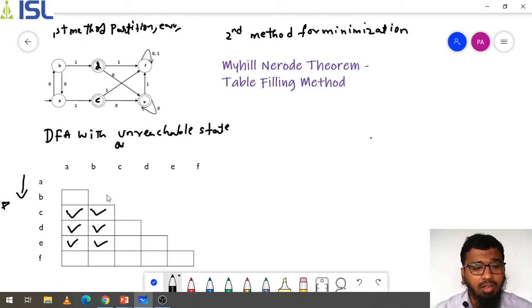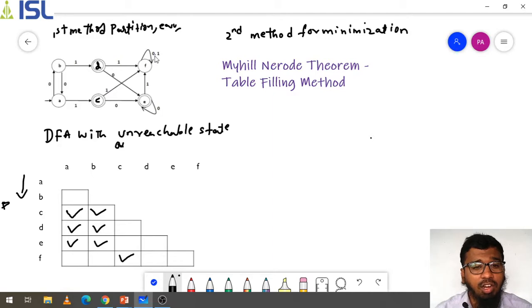Okay, next, B and F. Also both are normal states, equal. So here also there should not be a tick mark. Next, F comma C. In this, C is a final state and F is a non-final state. That means the combination is okay, so tick mark.